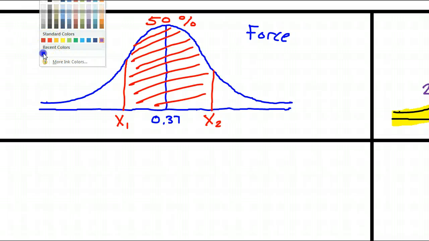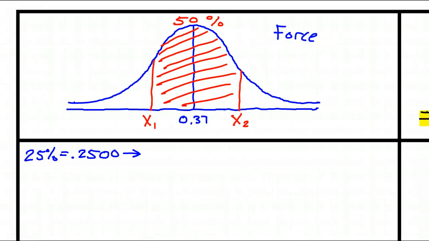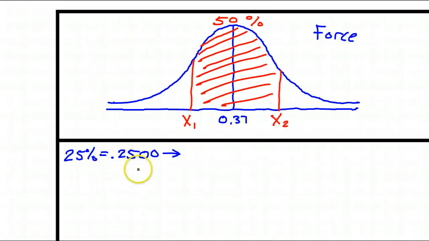Okay, so let's find 25%. 25% as a decimal is 0.25. I'm trying to use the table, so I'm going to make it 4 digits: 0.2500. Let's look for this, or as close to it as we can get. This z1 that I'm looking for is on the left, so you know it's going to be negative. So let's look on the negative side for 0.2500.